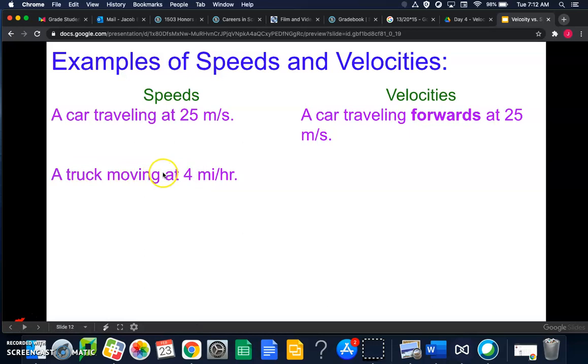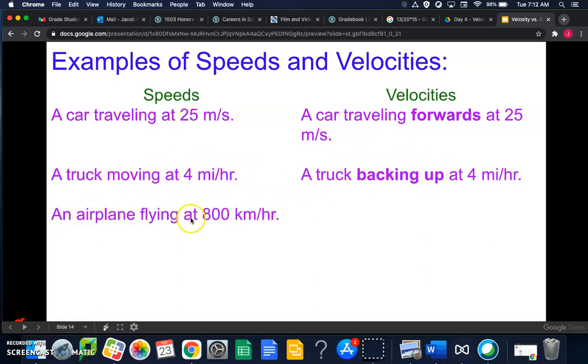A truck moving at 4 miles per hour, okay, that's a speed. Velocity would be a truck backing up at 4 miles per hour, right? Now we can tell that it's moving backwards because it's backing up. So again, the difference here is that the speed doesn't include a direction and the velocity does.